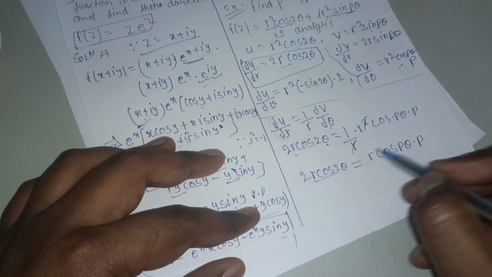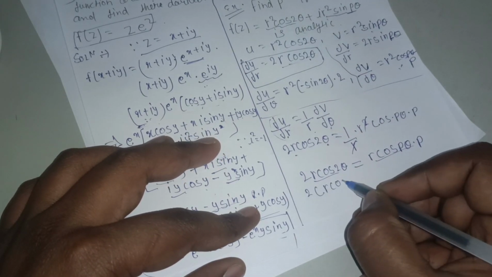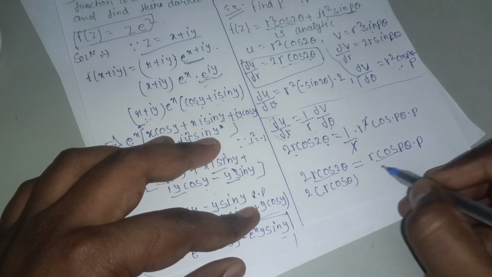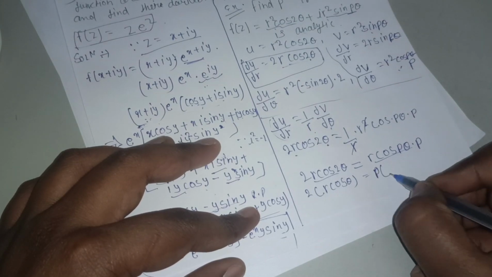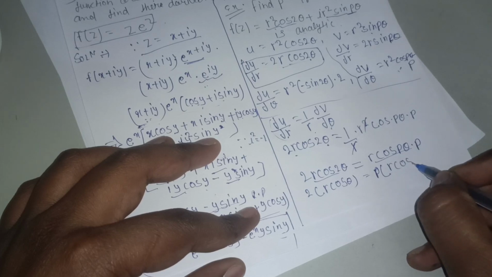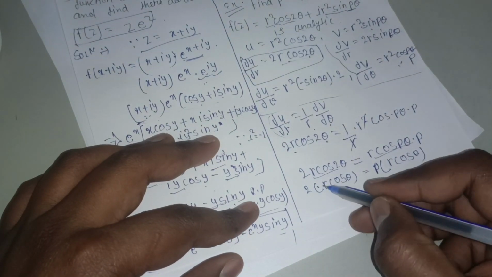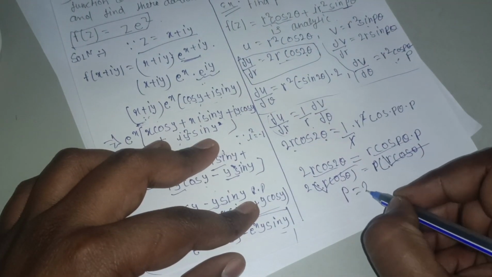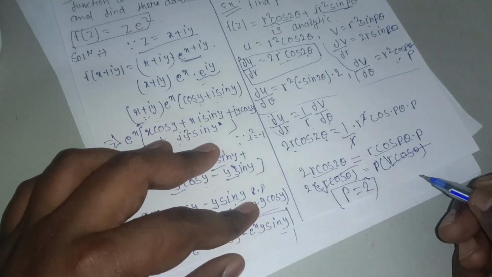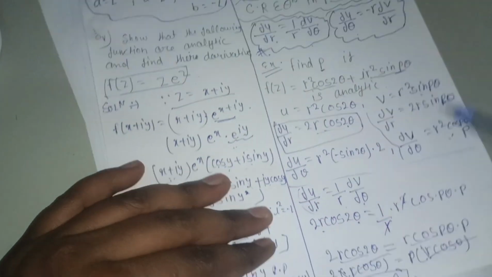So from here what we can take common? We can take 2 common, r cos theta. Here we can take p common. So r cos theta and r cos theta cancel. Okay, so p is equal to 2. You got the answer. We had to find p, which we have found.